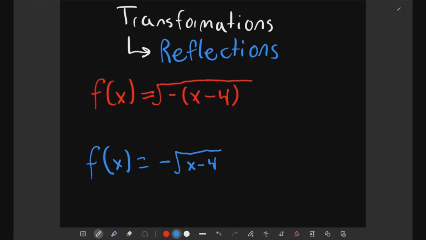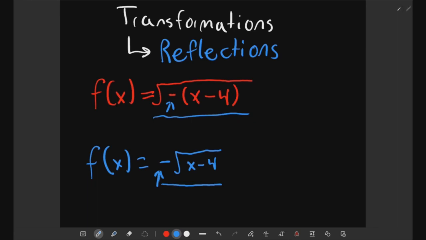Now there are going to be reflections across the x-axis, like in this case right here, or there are going to be reflections across the y-axis, like here. The first thing you're going to notice is that we have negatives right here and right there. For a reflection to happen, you are going to need negatives. If there's no reflection, you're not going to see negatives. Once you see that negative, you're going to look at which part of the function it is on.